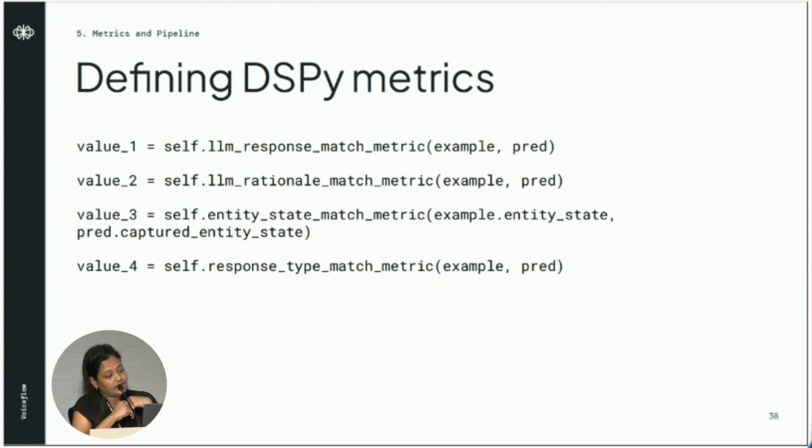One quick advantage here is we were able to add weights on different pieces of the metric. For example, in our case, we added more weight to the entity state and response type, because that's what we were looking to optimize.